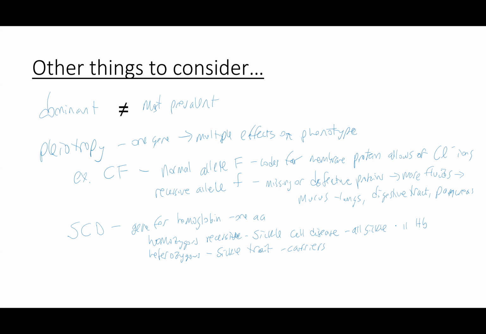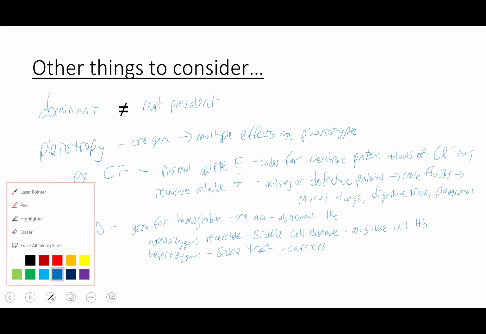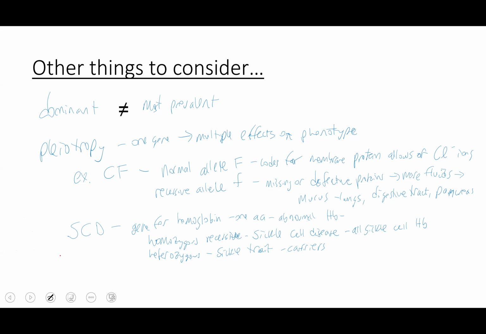HB is the abbreviation for hemoglobin. So they have all sickle cell hemoglobin. What that means is when the body has low oxygen, the protein starts to aggregate and it makes the red blood cells go from being a nice donut shape to being shaped like a sickle or crescent moon.